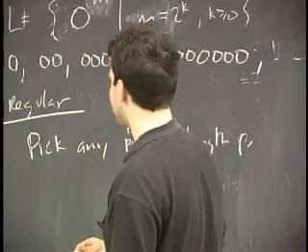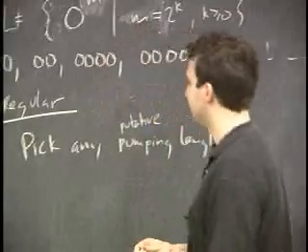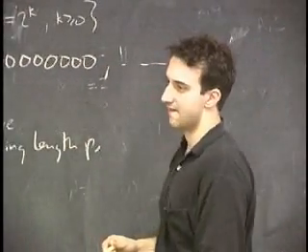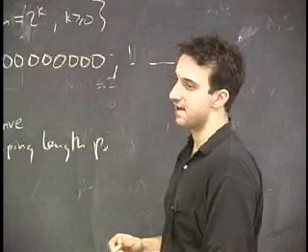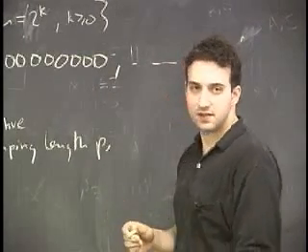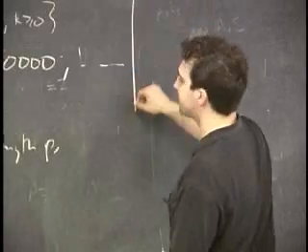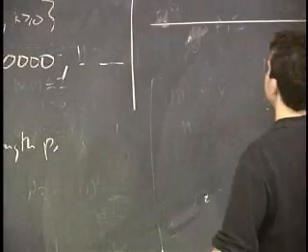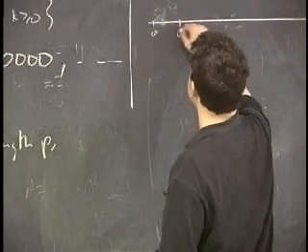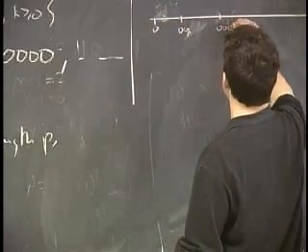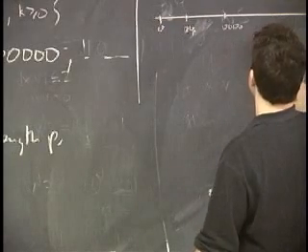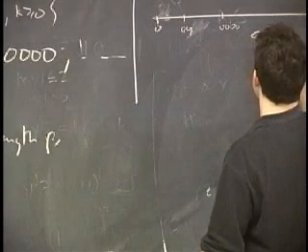Choose a good string. So I have to pick a string. All right, what string do you want to pick? How about 0 to the 2 to the p? For these things where the gap is nonlinear, we have 0, 0, 0, 0, 0, 0. You know, the gap gets big.